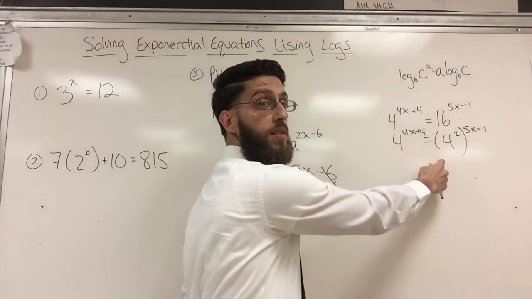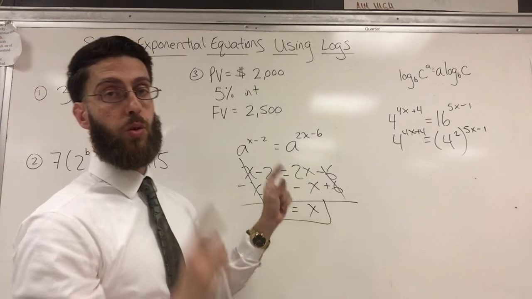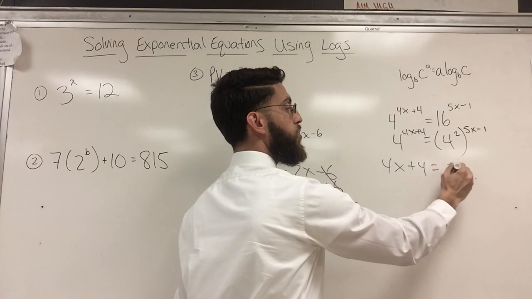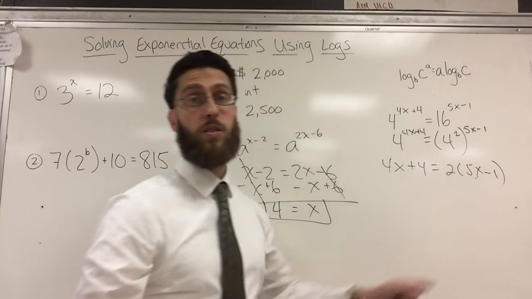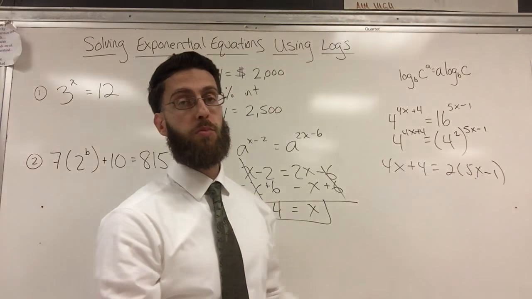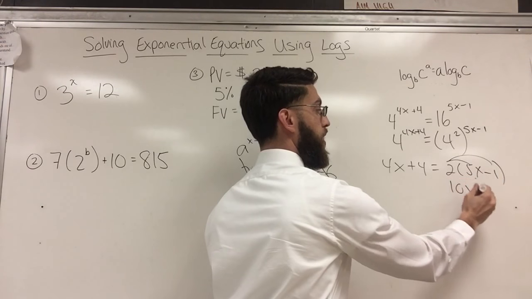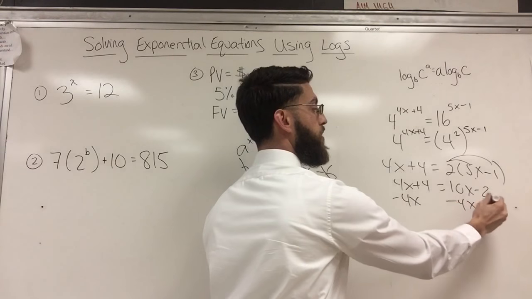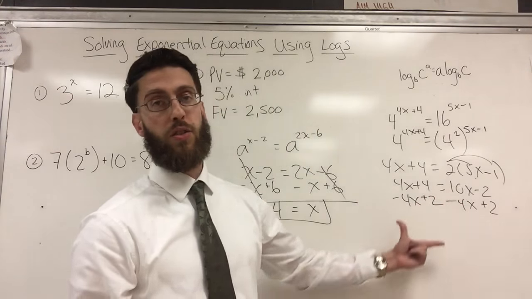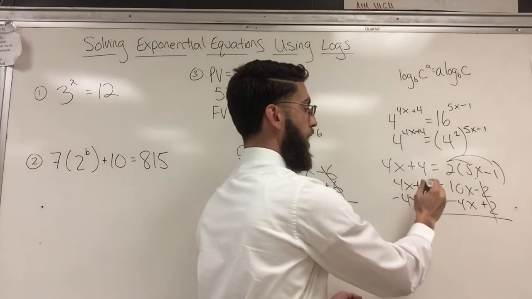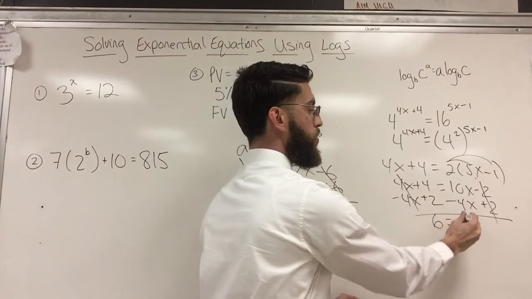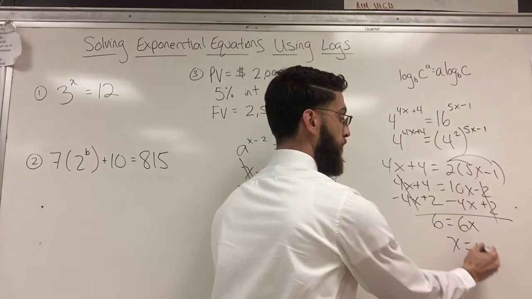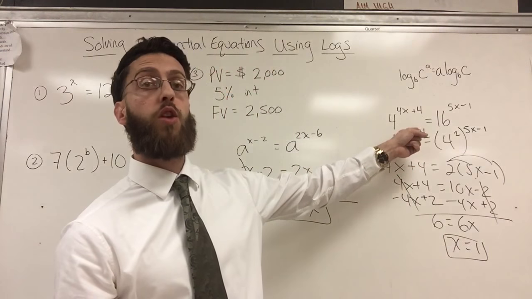So now that I have the bases equal to each other, I can do the same thing here. I just conclude that the exponents equal each other. So 4x plus 4 equals 2 times 5x minus 1. And again, basic algebra will get you an answer. So 10x minus 2 equals 4x plus 4. I'm going to subtract 4x on both sides and add 2 on both sides just to save time and space. So here I have 6 equals 6x, and hopefully you know to divide by 6 on both sides to get x equals 1. And again, check your work by plugging into the original equation.